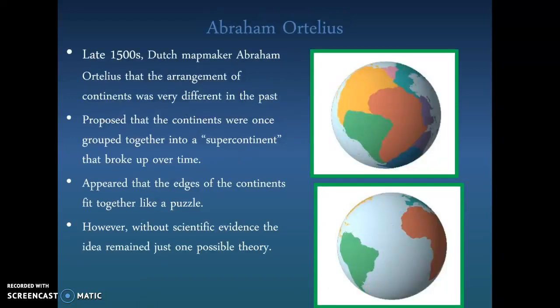The first scientist who came up with this theory was Abraham Ortelius. In the late 1500s, Dutch mapmaker Abraham Ortelius said that the arrangement of the continents in the past was very different. He was the first one to propose that the continents were once grouped together into a supercontinent that broke up over time. He saw that the edges of the continents appeared to fit together like a puzzle. You can see that between South America and Africa right here. However, he didn't have any scientific evidence besides that, so it was just a theory.